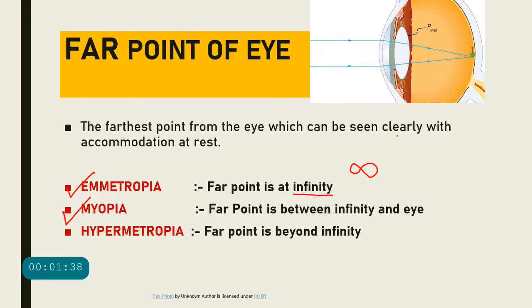Coming to hypermetropia, it is called long-sightedness, and in hypermetropia the far point is present beyond infinity. What happens exactly in hypermetropia is that the image is formed behind the retina. That image acts as a virtual object, and the rays of light from that image will seem to be coming from beyond infinity, and that is the reason that the far point of hypermetropia is said to be beyond infinity. Now these three things are very important for you to know and to understand retinoscopy.